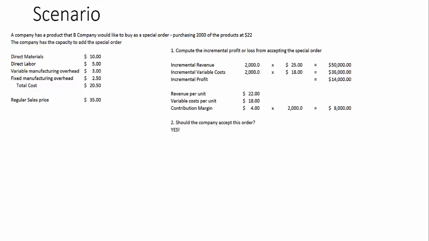Now, should the company accept this order? Absolutely, because you don't want your machines to be idle, and since you're operating at lower capacity, adding more profit is always a good thing. So the $22 is still contributing to your income by $8,000.